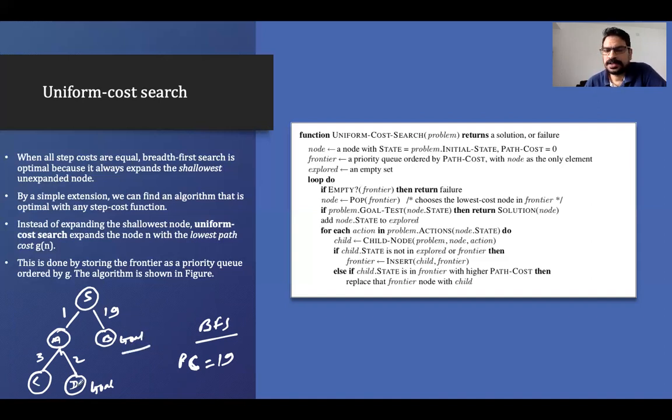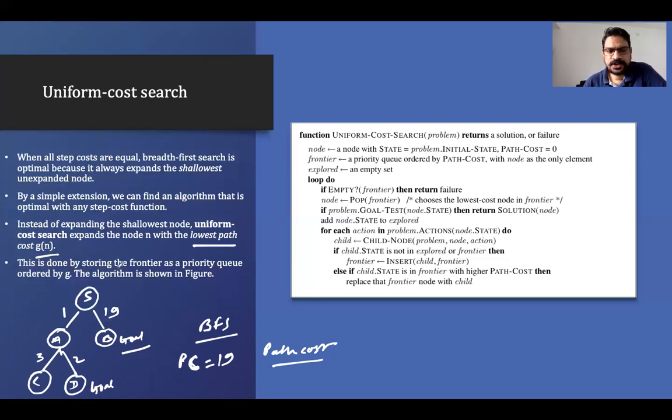We'll find out other goals with the less path cost. So the path cost is the criteria for taking all the decisions. So the uniform cost search expands the node N with the lowest path cost, which is denoted as g(N). g(N) is the path cost of that particular node N.